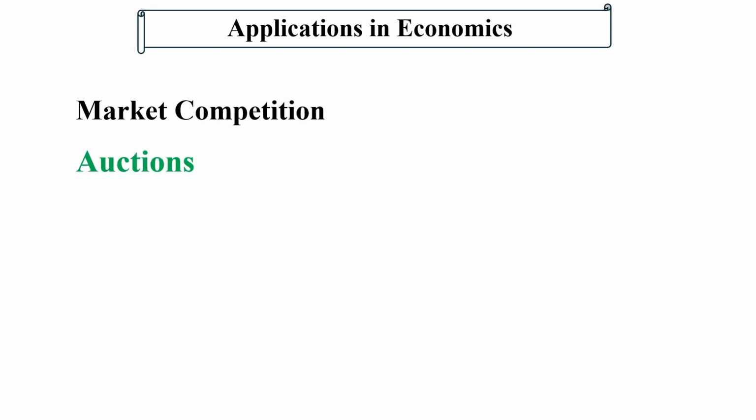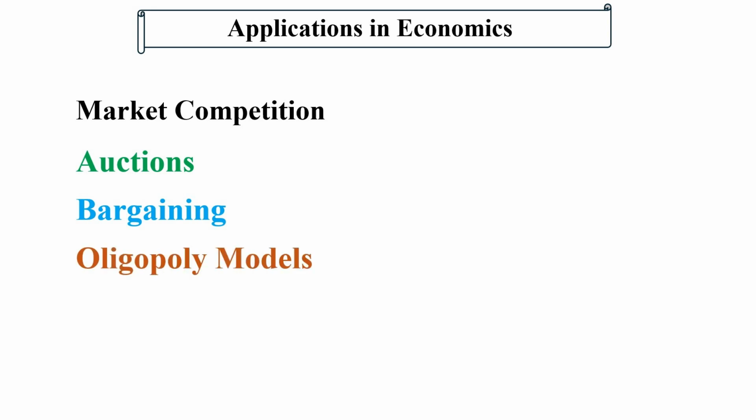Applications in economics. Market competition: analyzing how firms set prices, output levels, and product features in competitive markets. Auctions: designing and understanding bidding strategies and auction formats. Bargaining: studying negotiations between parties, such as wage negotiations between employers and employees. Oligopoly models: examining interactions among a few dominant firms in a market, such as Cournot, Bertrand, and Stackelberg competition models.